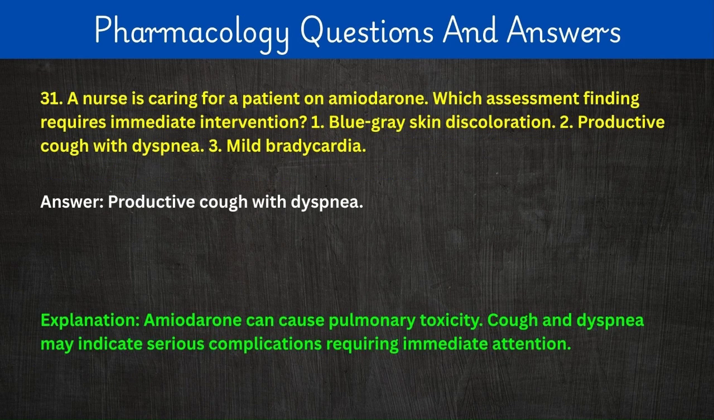31. A nurse is caring for a patient on amiodarone. Which assessment finding requires immediate intervention? 1. Blue-gray skin discoloration. 2. Productive cough with dyspnea. 3. Mild bradycardia. Answer: productive cough with dyspnea. Explanation: amiodarone can cause pulmonary toxicity. Cough and dyspnea may indicate serious complications requiring immediate attention.